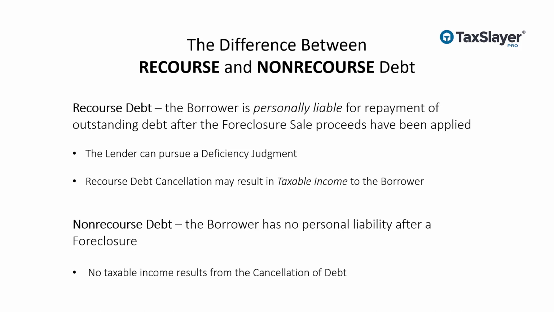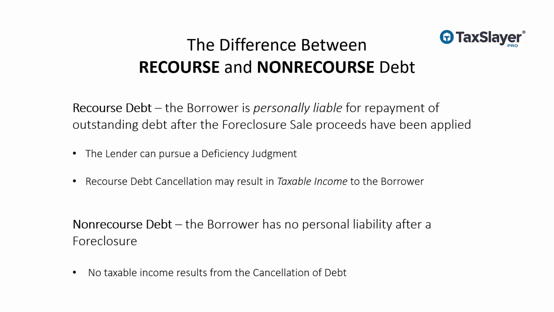Now, we talked about recourse debt on that form just a moment ago. So what's the difference between recourse and non-recourse debt? Well, recourse debt, the borrower is personally liable for repayment of the outstanding debt after the foreclosure sale proceeds have been applied. The lender can pursue a deficiency judgment, and recourse debt cancellation may result in taxable income to the borrower. Non-recourse debt, the borrower has no personal liability after a foreclosure, and no taxable income results from the cancellation of debt.